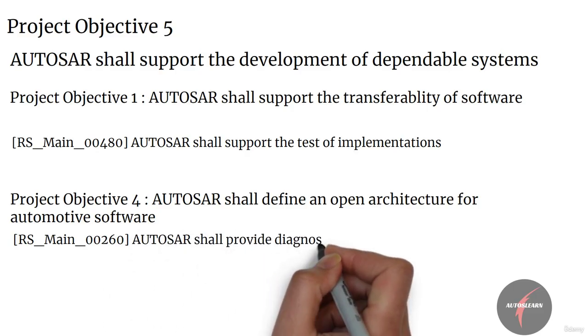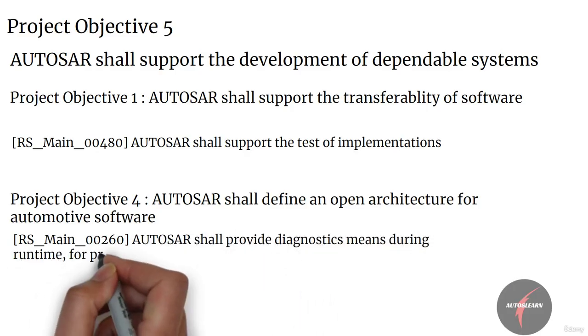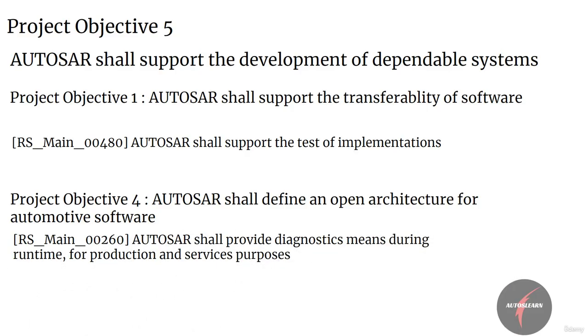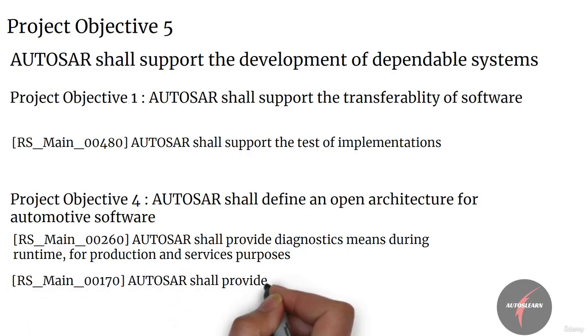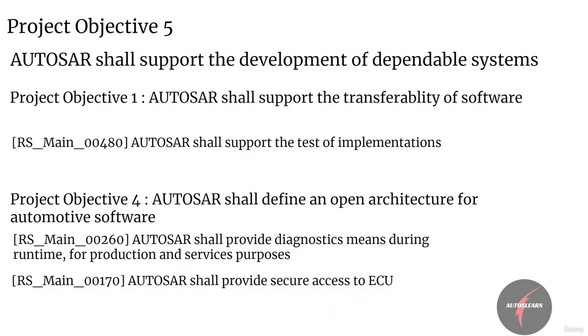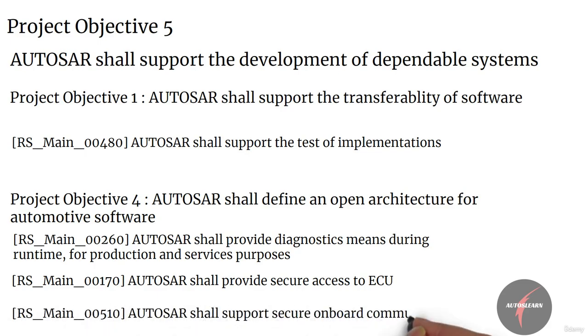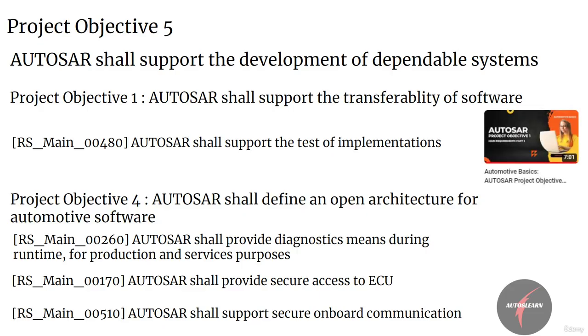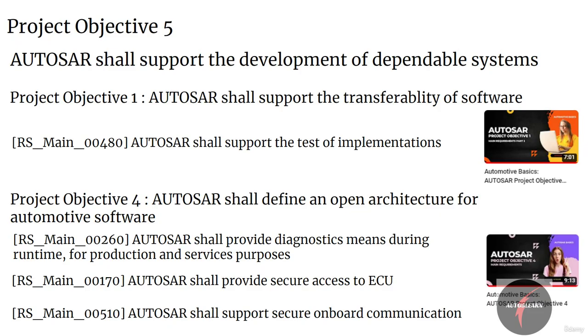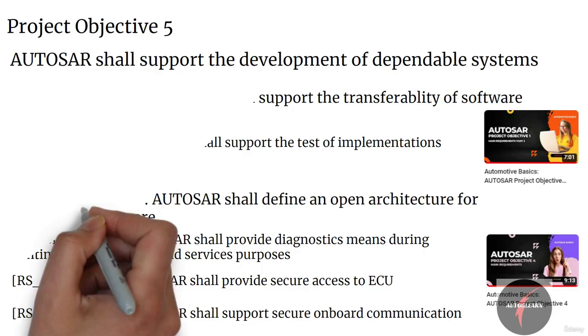Firstly, AUTOSAR shall provide diagnostic means during runtime for production and service purposes. Next, AUTOSAR shall provide secure access to ECU. And lastly, AUTOSAR shall support secure onboard communication. You can watch the Project Objective 1 and 4 videos to understand these requirements. I'll be touching on the new requirements associated with Project Objective 5 in this video.